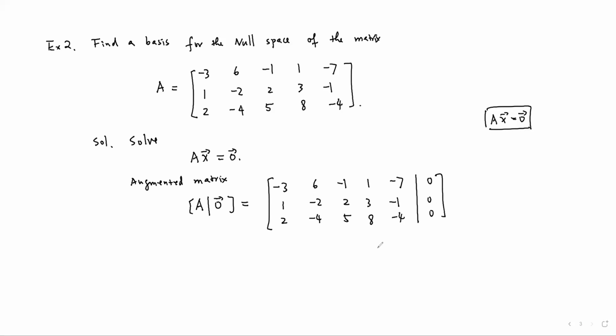Now, to solve this linear system, reduce the augmented matrix to echelon form by forward elimination. Then further reduce the echelon form to reduced echelon form by backward elimination. Okay, now let me skip the details. This matrix is equivalent to the following reduced echelon form.